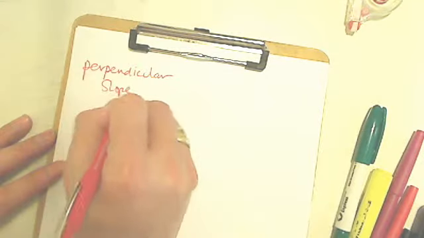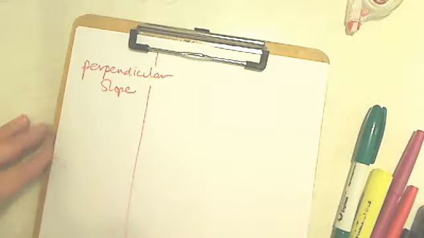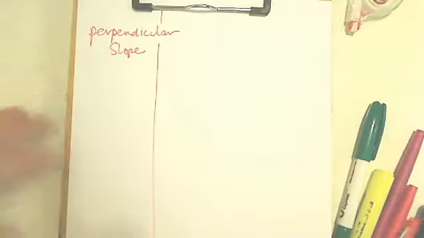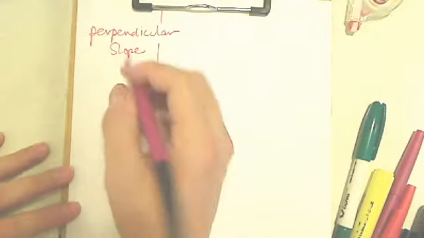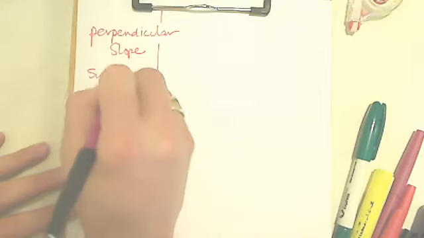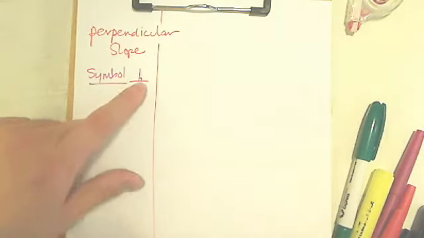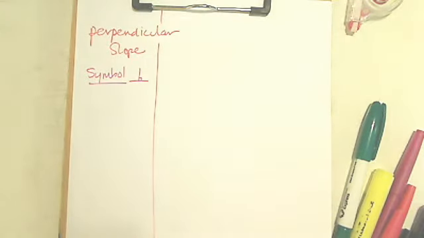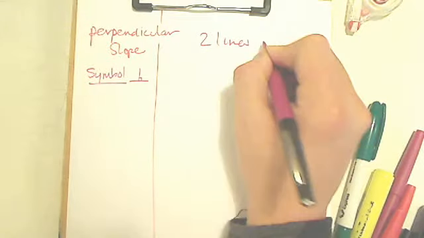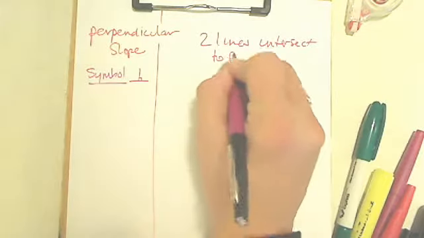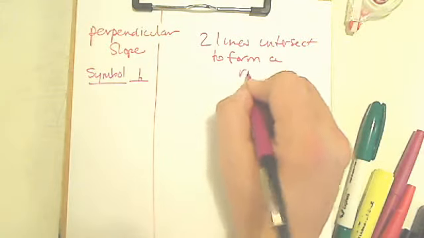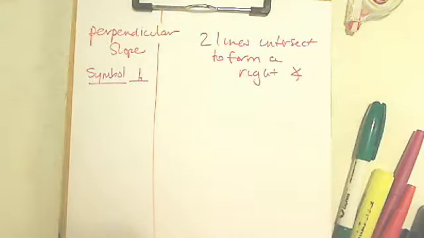Perpendicular slope. This is the hardest. This is pretty hard. Not easy. Here we go. I need your attention. The symbol for this looks like an upside down T with a 90-degree sign inside. Perpendicular means two lines intersect to form a right angle.